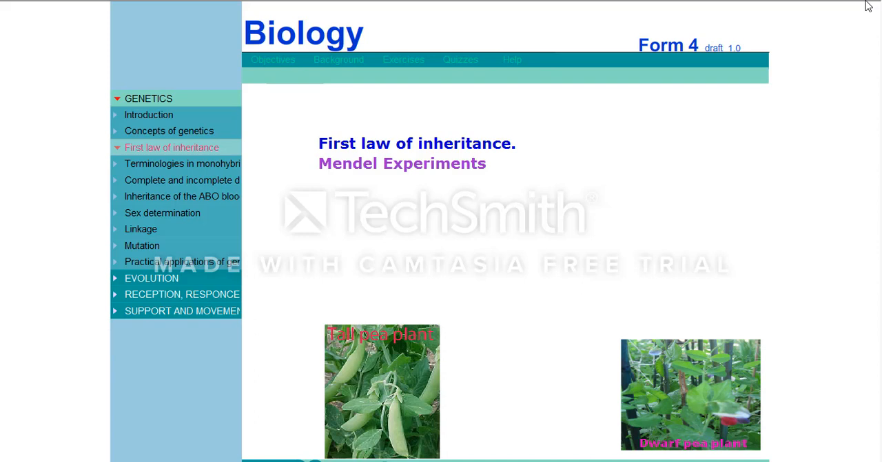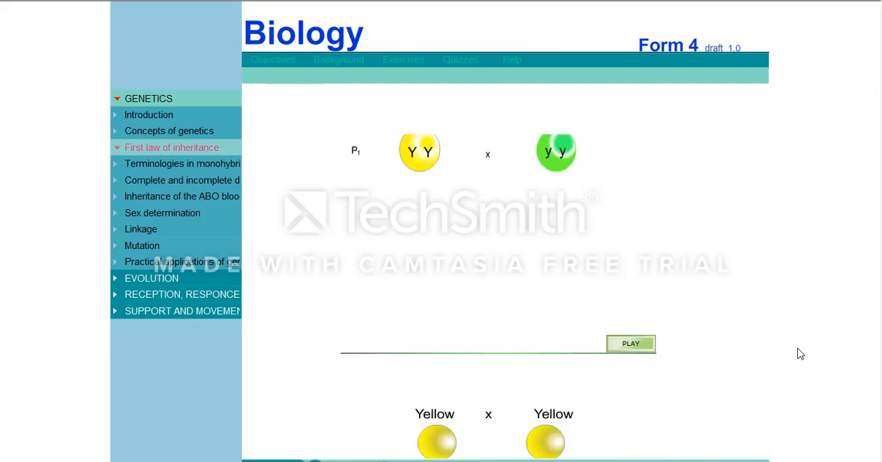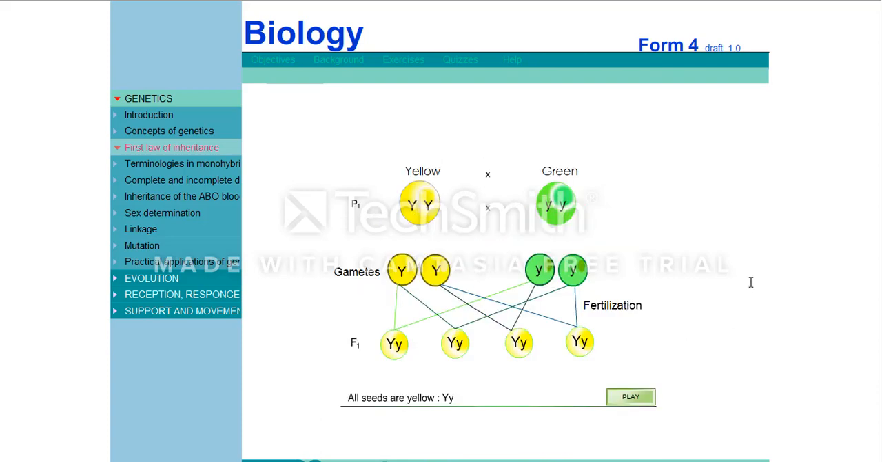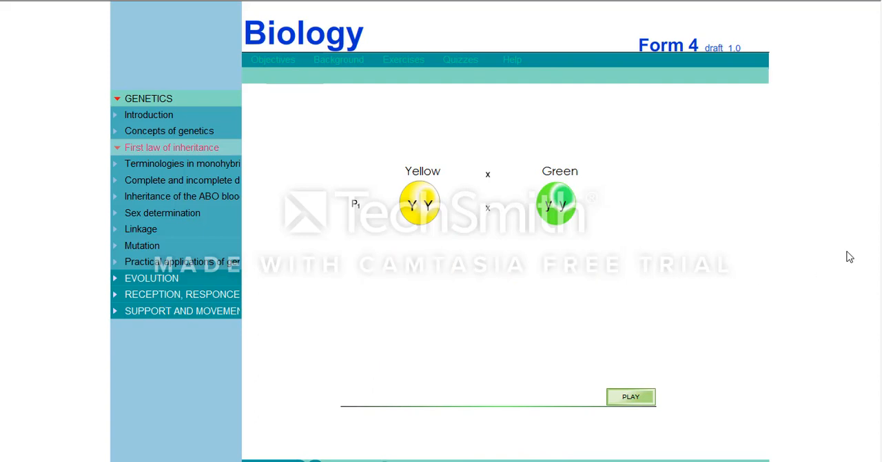The photographs show various characteristics of garden pea plant. If pure breeding yellow seed pea plant is crossed with pure breeding green seed pea plant, all the offspring produced have yellow colored seeds. Play the animation to view the cross.